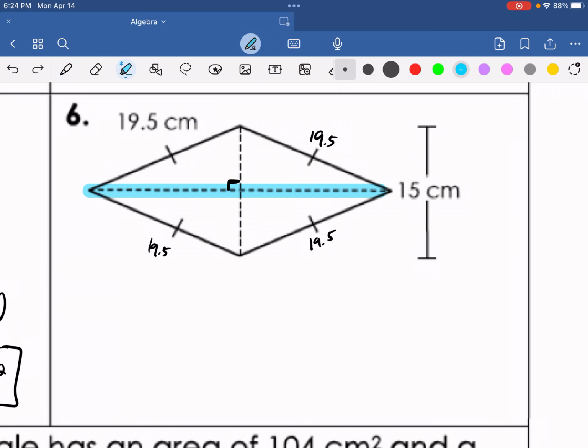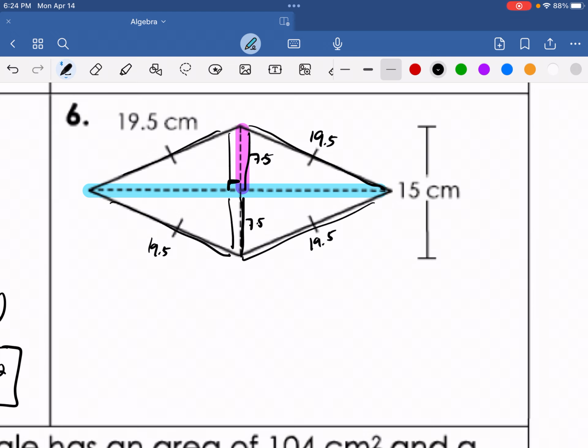Okay, if we know that this part is 15, that means half of it would be 7.5, because 15 divided by 2 is 7.5. And this one is also 7.5. So it just means all the triangles are the same. They have the hypotenuse as 19.5, and then 7.5 is the short side. 19.5 and 7.5. So they all are exactly the same.